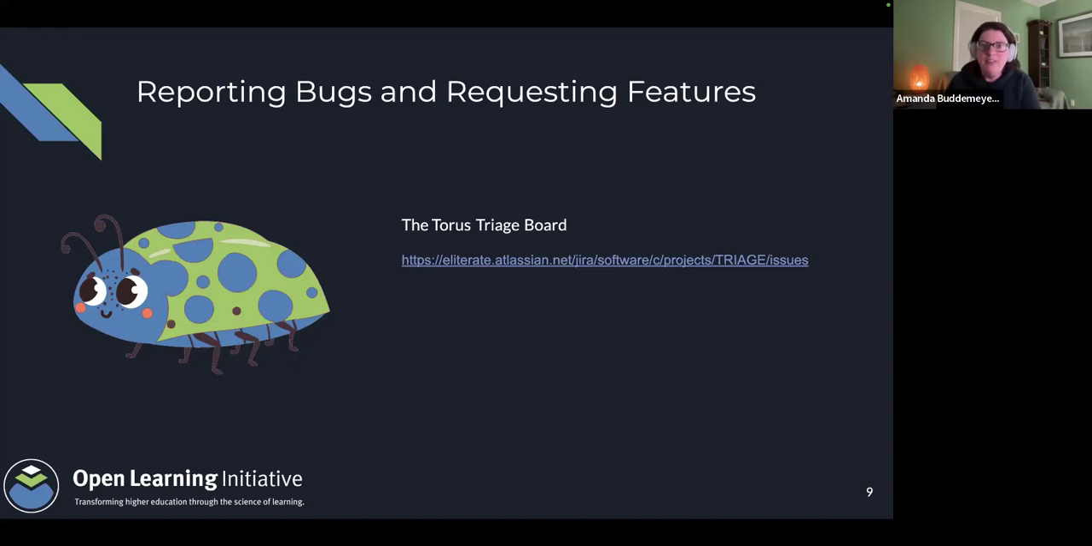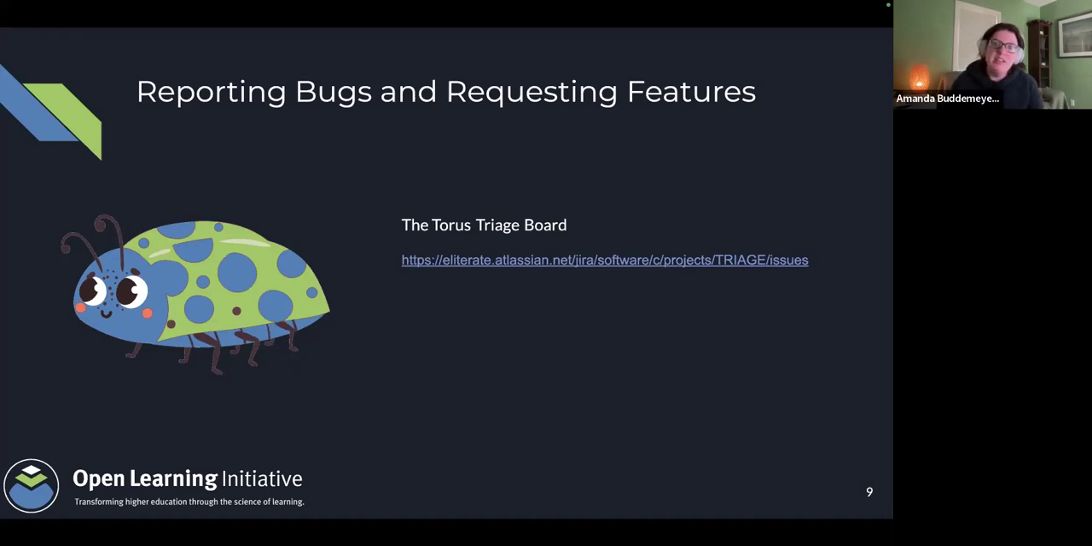So I will say, if you have an idea in your head or in a spreadsheet somewhere or wherever it is, and it's not on this board, it's not being considered as part of the Torus roadmap. So it's important that, this is a public-facing board, and I'm going to click into it in a minute. You can go and add a ticket at any point. You can see the tickets that are already there.